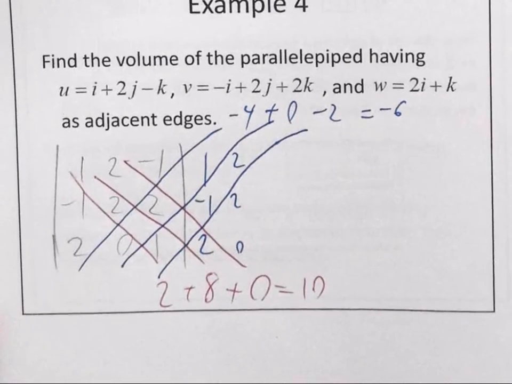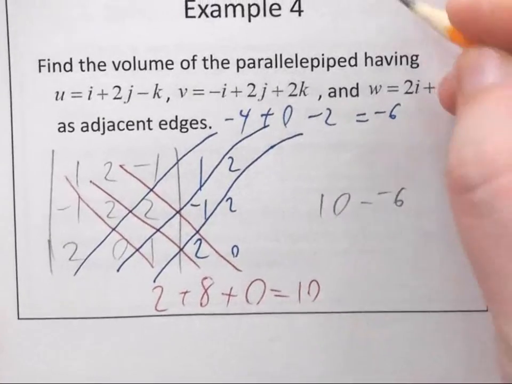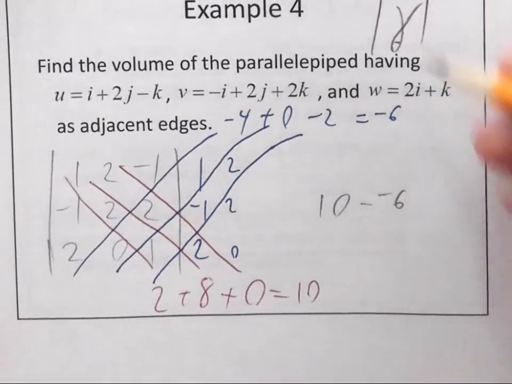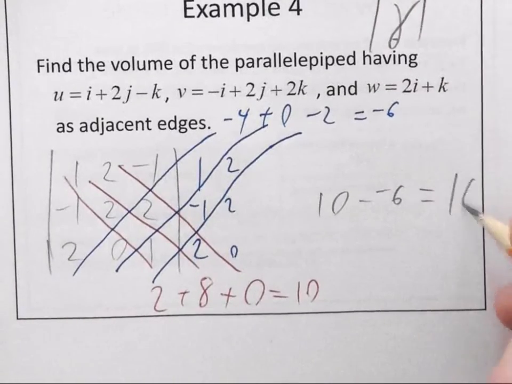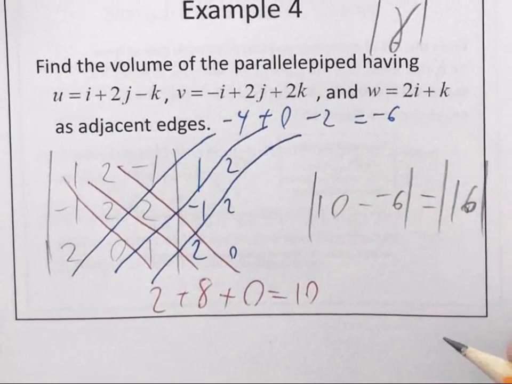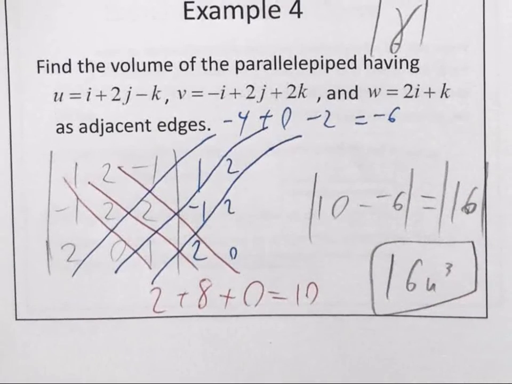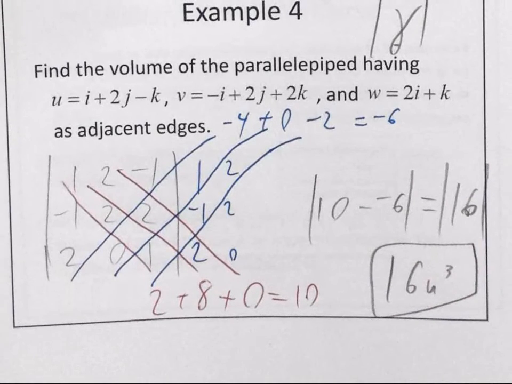Subtract what from what? Yeah, it's always that bottom number minus the top number, because it's coming from the same idea as that 2 by 2 one. Downward diagonal minus upward diagonal. Giving you 16. Now, technically, this is also the absolute value of this, which is still 16. So the volume of that parallelepiped with the adjacent edges being those vectors would be 16 cubic units. Easy enough?